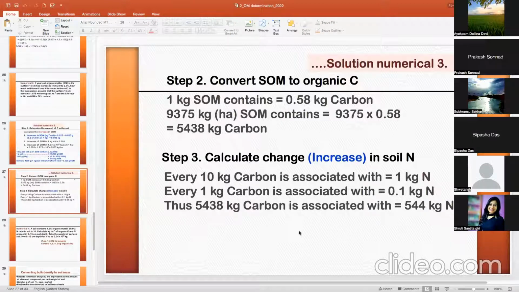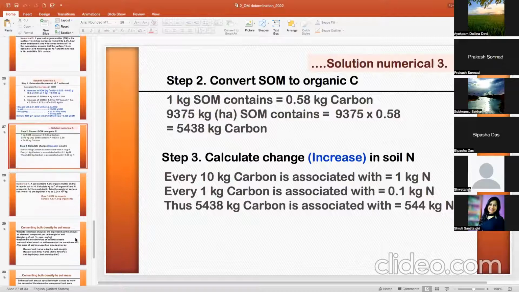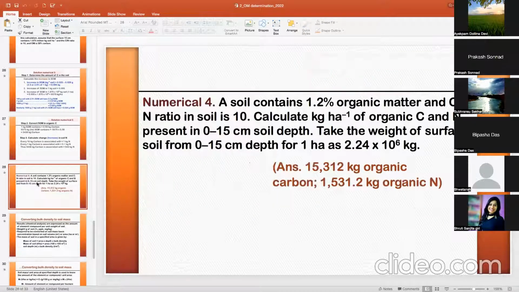Any problem in this? If no problem, then you do this numerical.